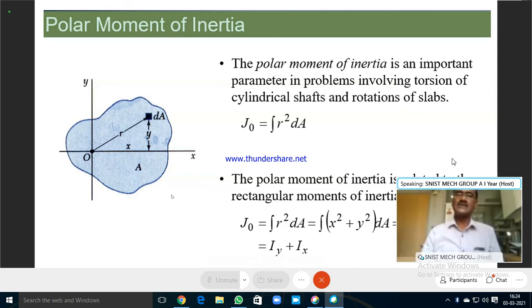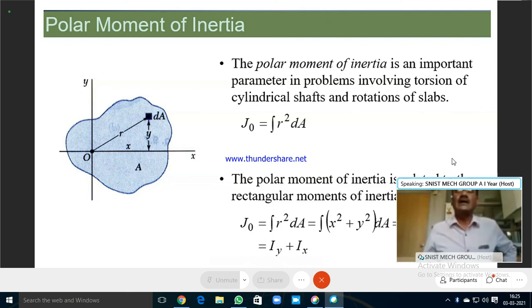Sometimes in examinations it is asked for 5 marks: State and prove the perpendicular axis theorem. What is the statement? Your last equation, J naught is equal to Ix plus Iy. That is the statement of your perpendicular axis theorem, or Iz is equal to Ix plus Iy.